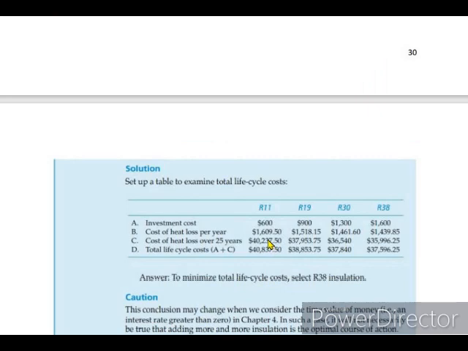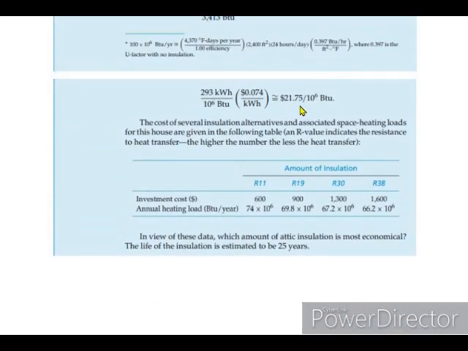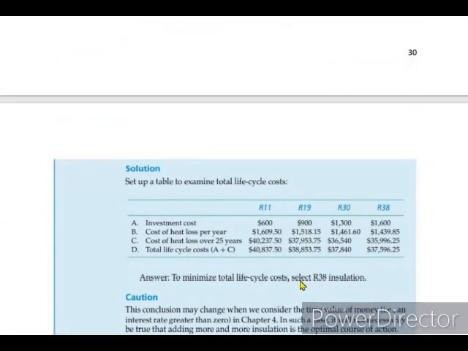So here, in order for us to get the cost of heat loss per year, we will just multiply $21.75 over 10 raised to 6 BTU by the corresponding annual heating load in BTU per year. So 21.75 multiplied by 74, the 10 raised to 6 will be cancelled. Okay, so the answer will be 1609.50. So you will do the same for the rest.